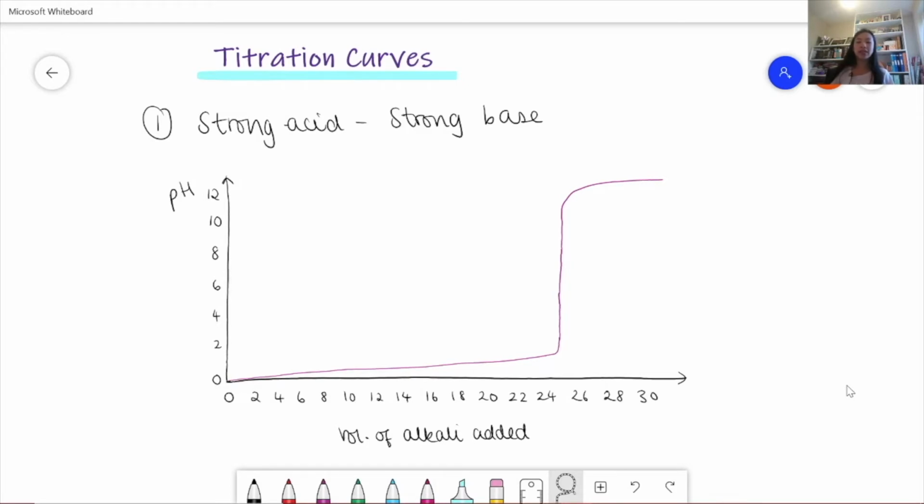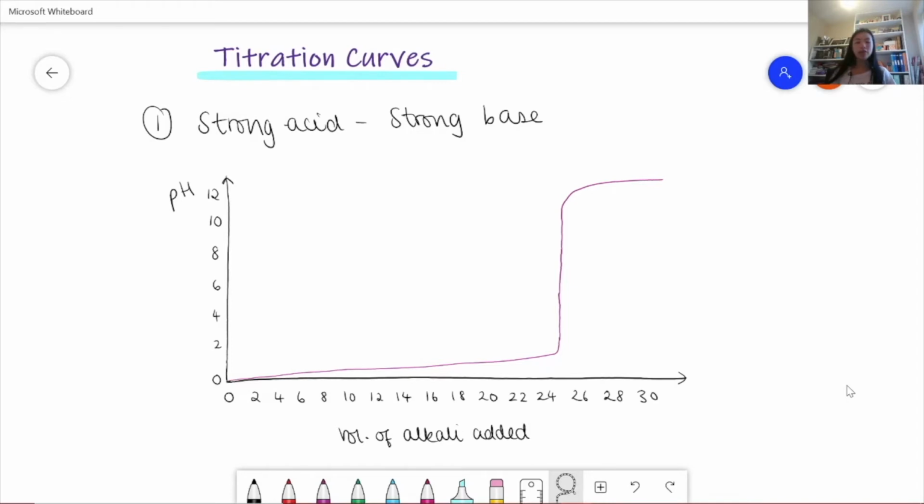Now we're going to look at titration curves, and these are curves that we can get from titrating acids with bases. So the first one we're going to look at is when we titrate a strong acid and a strong base. So we've started off with the strong acid and we're adding the strong base to it. So that's why the curve starts off at 0 because it's a strong acid. So the pH is very, very low. And then it gradually increases as we add the strong base.